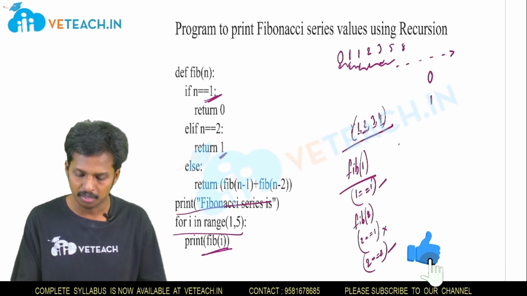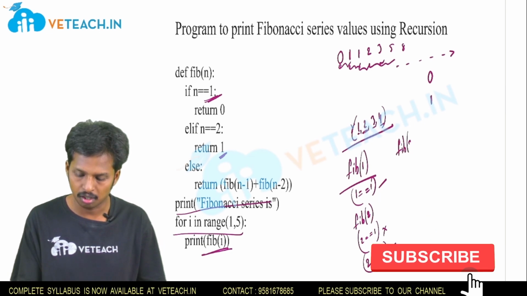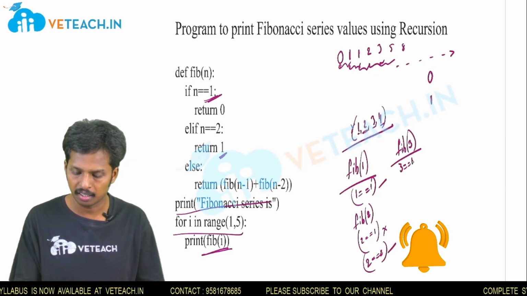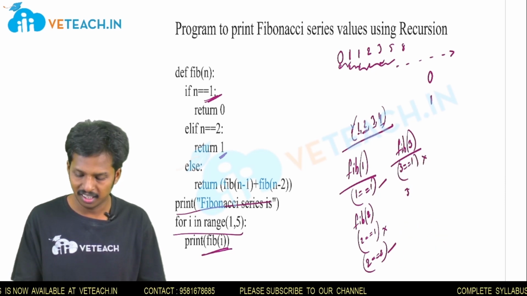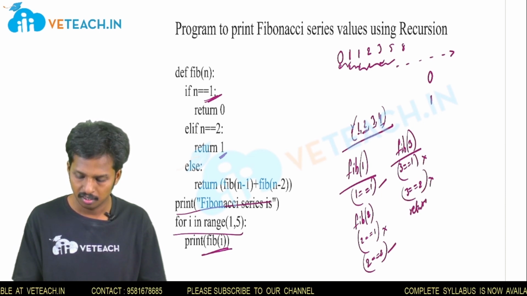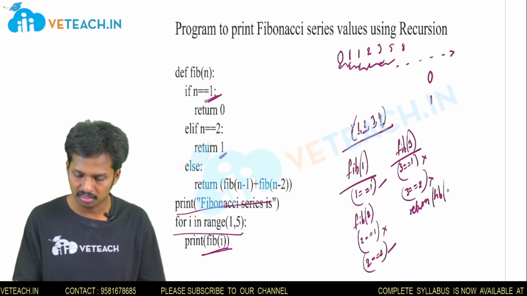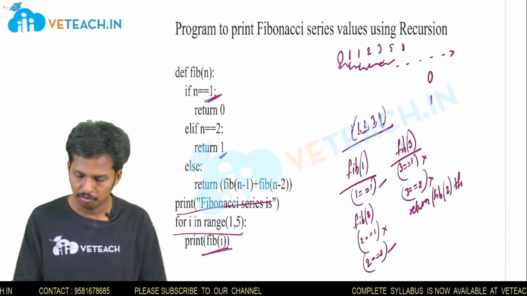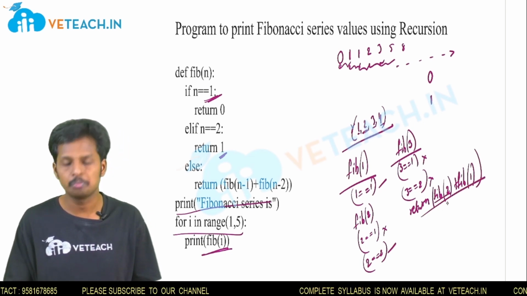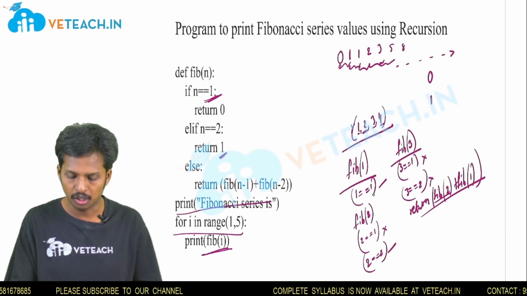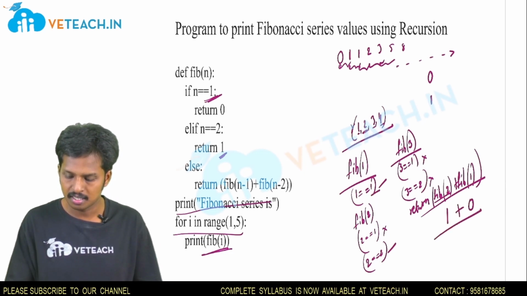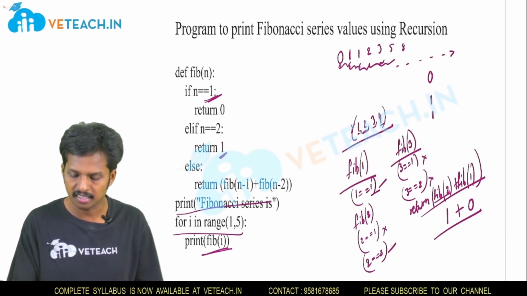Next one, i becomes 3. So fib of 3 gets called. When fib of 3 is called, it's going to verify the condition. 3 double equal to 1 is false. 3 double equal to 2 is again false. Return fib of n minus 1, that is 3 minus 1, 2, plus fib of n minus 2, that is 1. So it's going to find again fib of 2 and fib of 1. So we already know what is fib of 1 and fib of 2. That is, fib of 2 is 1 and fib of 1 is 0. So it's going to print 1 as the next number.